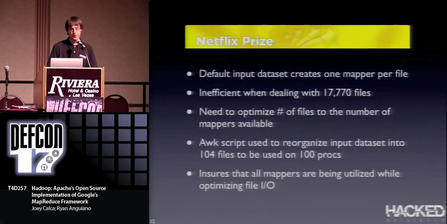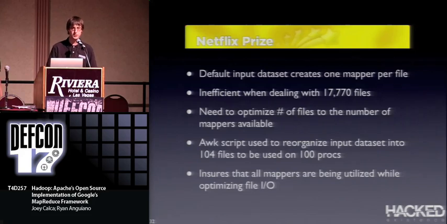Okay, so the default input data set, if you just take that straight off the download and dump it into Hadoop, you're going to create 17,770 mapper nodes because it creates 1 node per file, which is horribly inefficient on a 100-node cluster. So we needed to optimize the number of files to the number of mappers available.